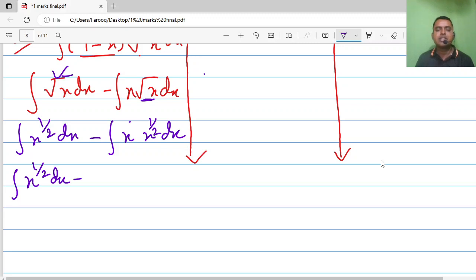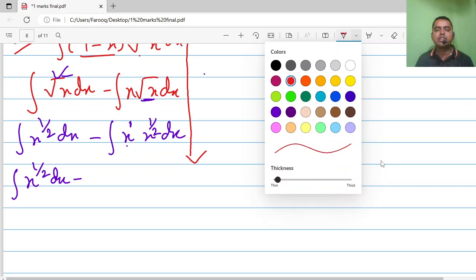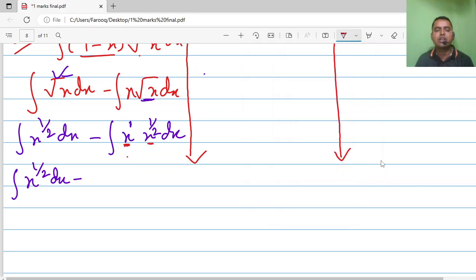Minus. Here the power is 1. If the base is the same, what is the base here? X is the base. What are the powers here? 1 and 1 by 2. So add the powers, laws of exponent: 1 plus 1 by 2 means x raised to 3 by 2 dx. After solving this one, you will get this.